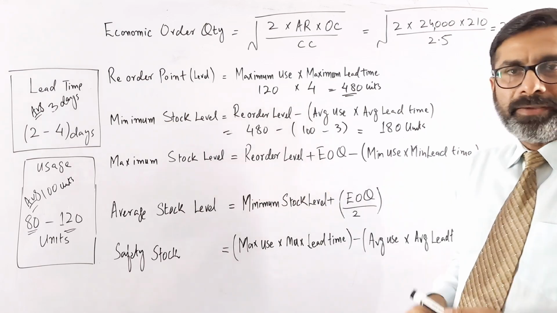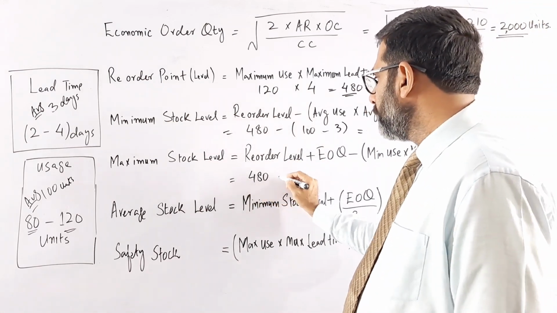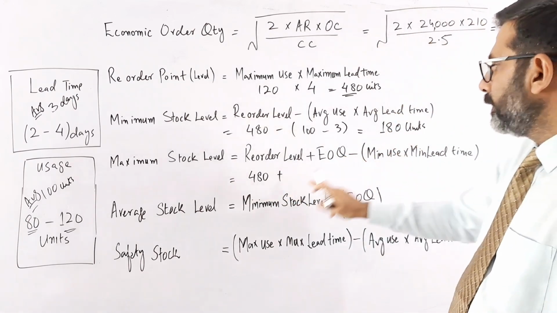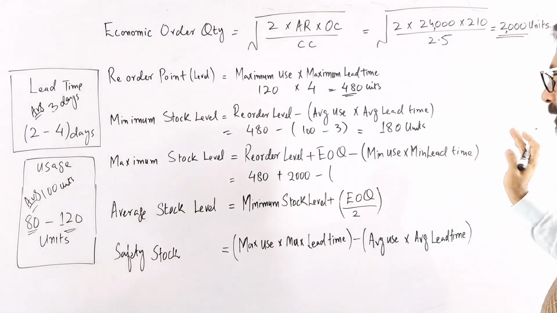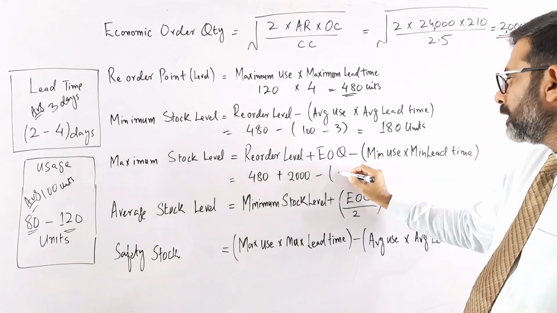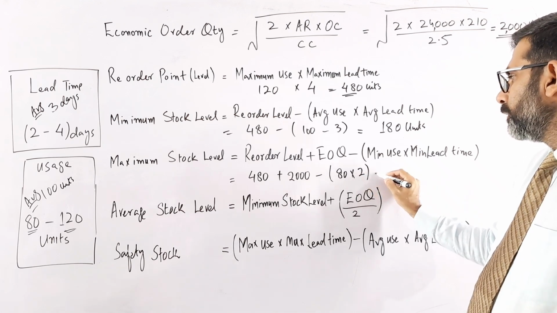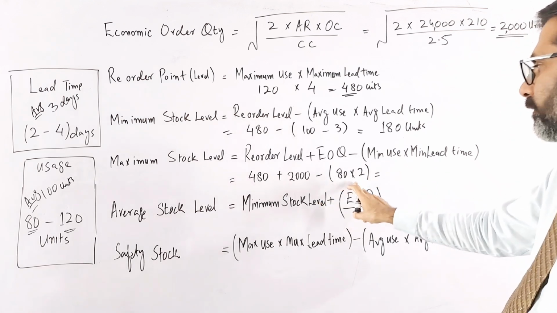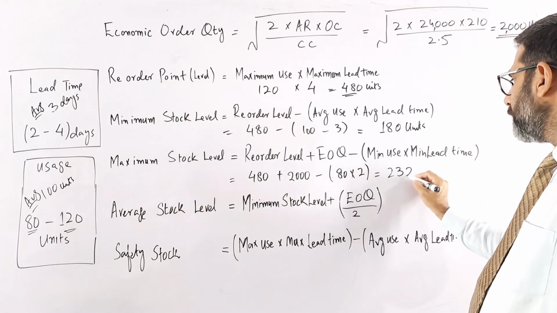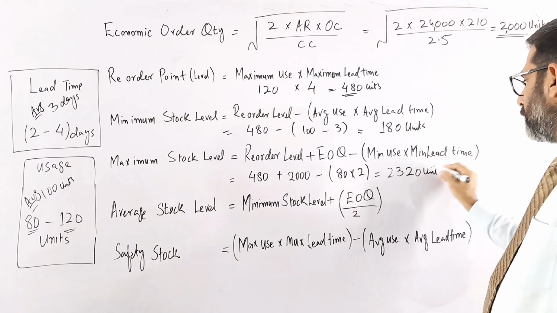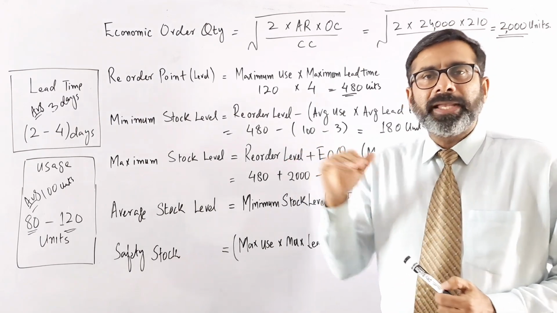Now the maximum level is 480 plus the economic order quantity, that is 2000, minus the minimum use in the minimum lead time. The minimum use is how much? That is 80, and the minimum lead time is 2. So 480 plus 2000 is 2480, minus 160, gives 2320 units. So this is the maximum level the inventory can achieve.